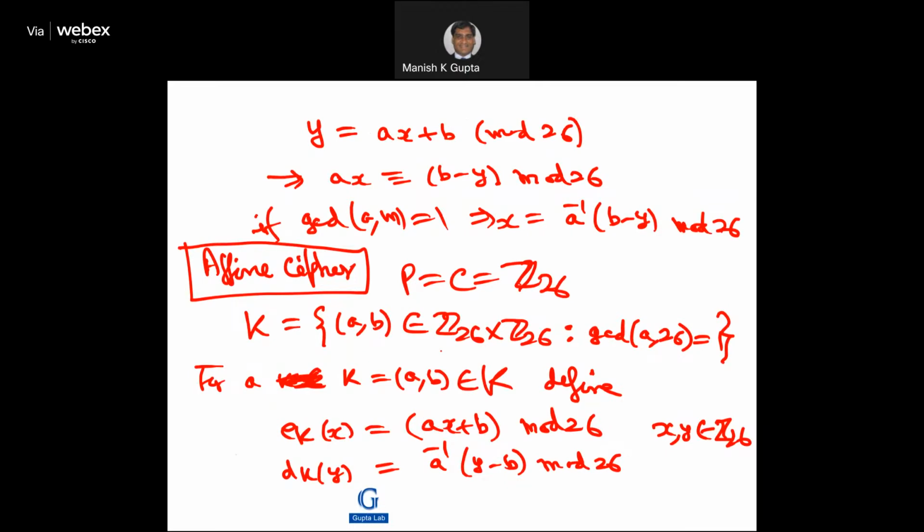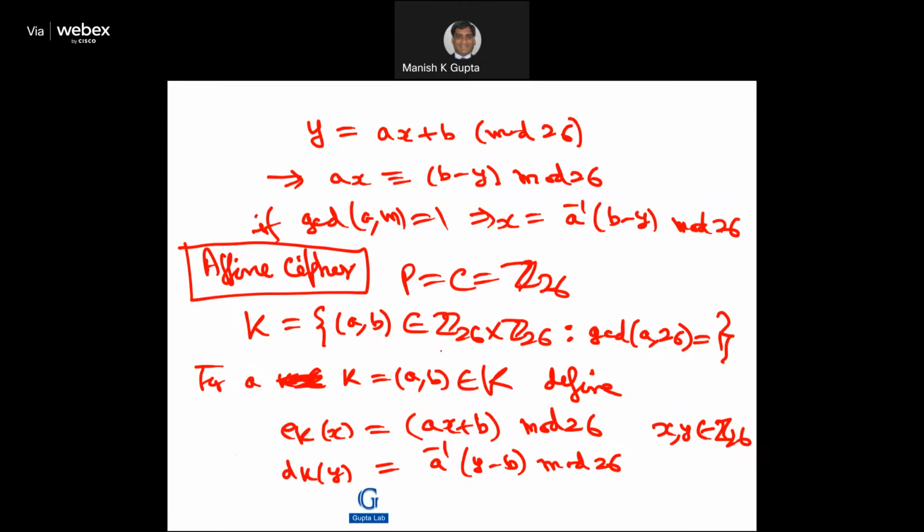Okay, so now we return to the affine cipher. y is equal to ax plus b mod 26. That means ax is congruent to b minus y mod 26, right? Now if GCD of A and M is 1, then x will be A inverse times (y minus b) mod 26. It's a very straightforward calculation. So this is how we can decrypt.